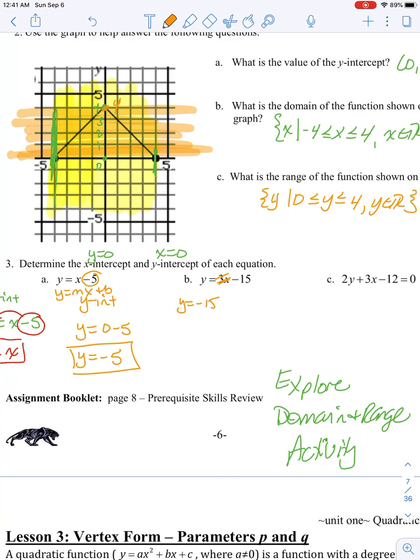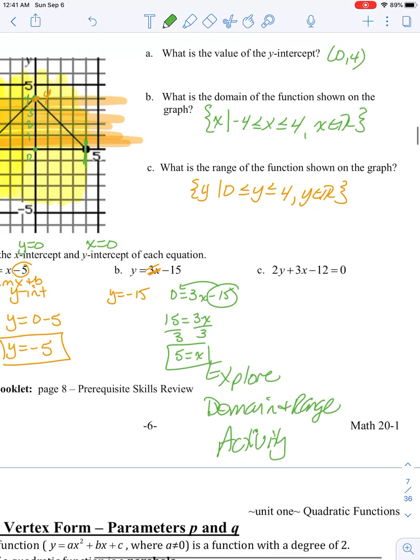And my x-intercept, I would let y equal 0. So if I want to find that x-intercept, I'm going to say 0 is 3x minus 15. I'm going to move over my negative 15, and we get positive 15 equals 3x, dividing both sides by 3. x is equal to 5.